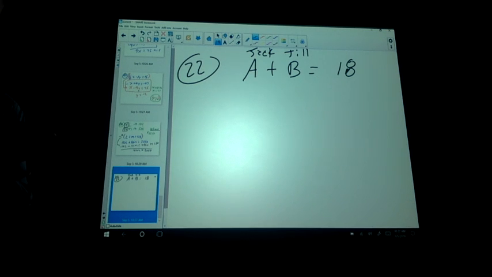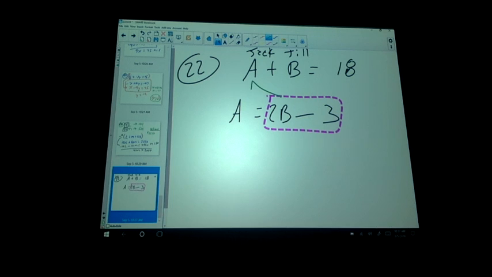It says then Jack's age is 3 years less than twice Jill's age. So Jack's age is 3 years less than twice that age. So then I can take that right there, plug it in.